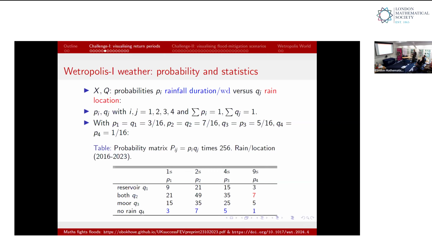And then the question is, which one do you choose? So in the first session, Wetropolis, which I call in my head Wetropolis 1, like a king, King James the First, I chose this one: 9 seconds of rain in both places. That's my most extreme event in this setup, because it's the most amount of rain in both places. That gives you actually 18 units, because later I will say 1 unit is 1 second.